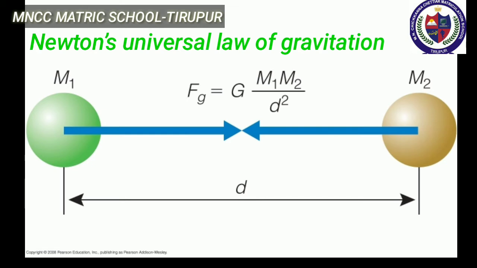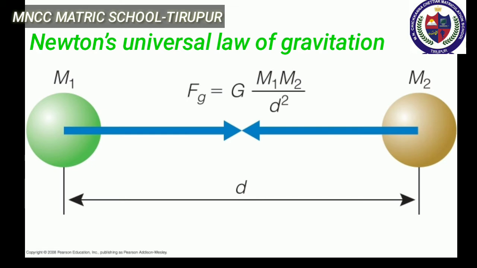Students, this topic is very important. Listen carefully. This law states that every particle of matter in this universe attracts every other particle with a force. This force is directly proportional to the product of their masses and inversely proportional to the square of the distance between the centers of these masses. The direction of the force acts along the line joining the masses.